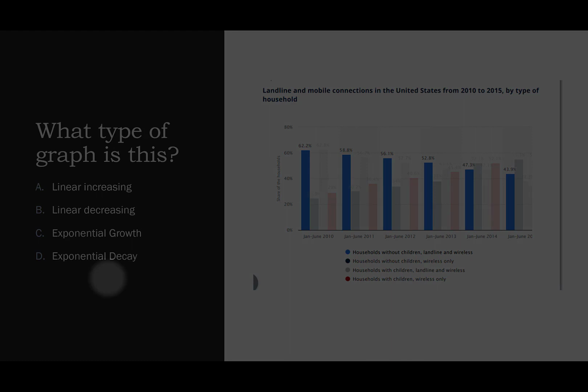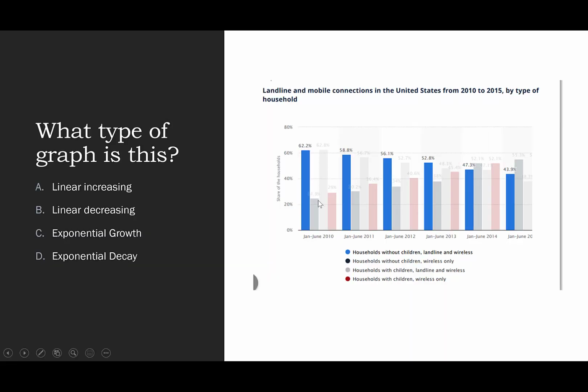Definitely we can see these values are going down from 62, 58, 56. But the drop is not exponential. It's not a huge drop. It's close to a similar drop. This is close to 4. This is 2. This is 4. This is again close to 4. This is also close to 4. So most of the time we see about a 4% drop from year to year. What we would want to call that is linear decreasing.